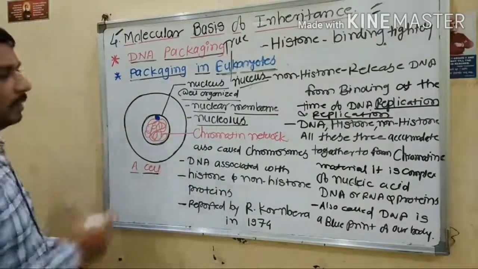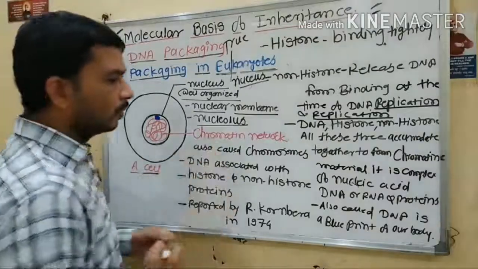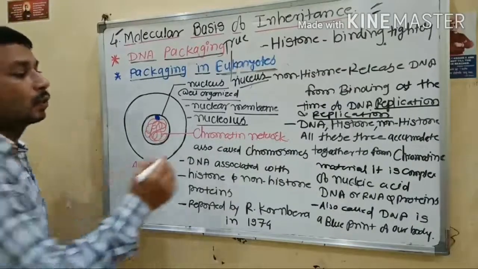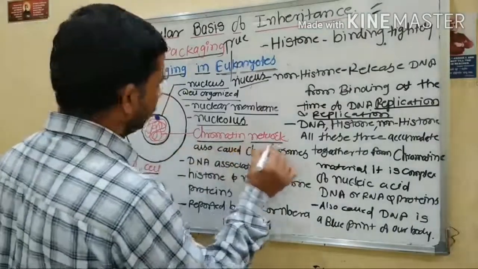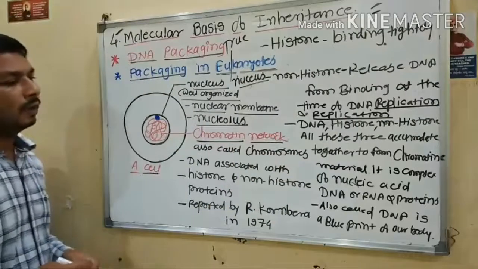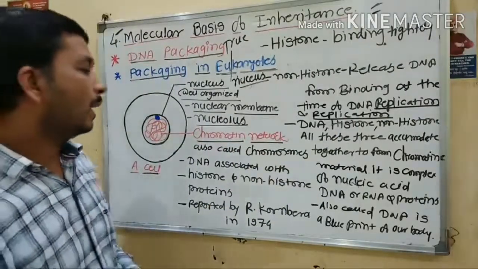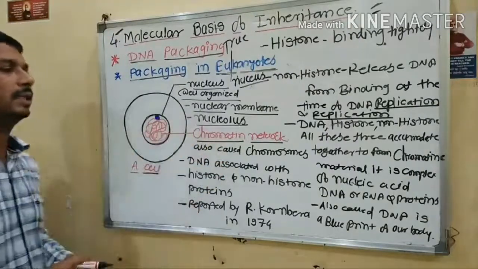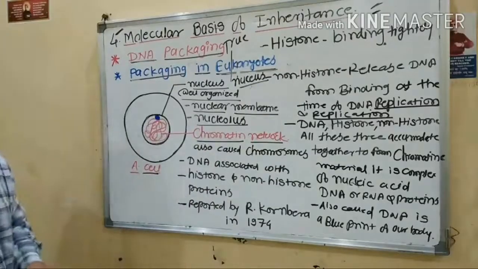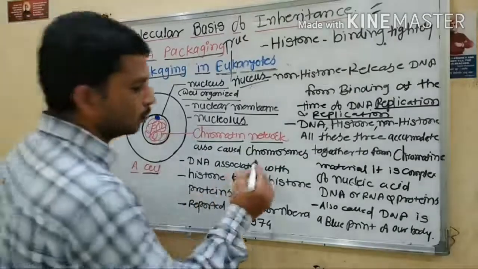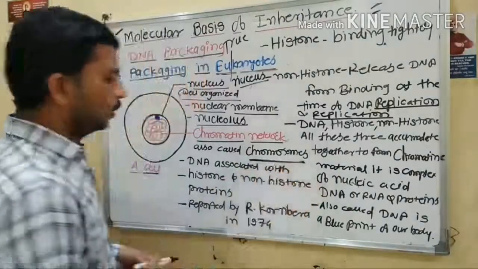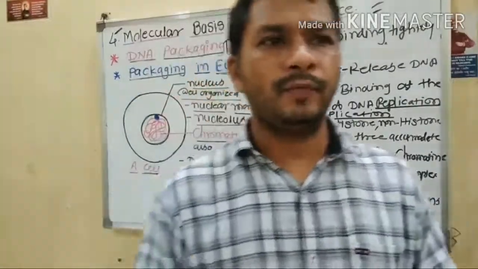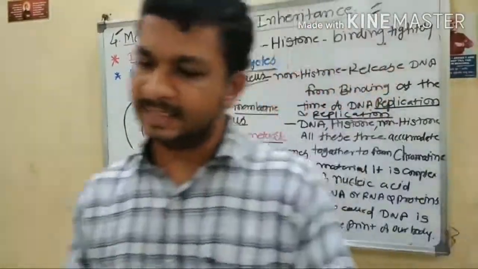Then inside the nucleus we find a huge network of genetic material, which is called a chromatin network. What we call that is the presence of chromatin network. Where is chromatin network present? Chromatin network is present inside the nucleus. Also we can call it chromosomes. They are in the form of chromosomes. They are condensed.